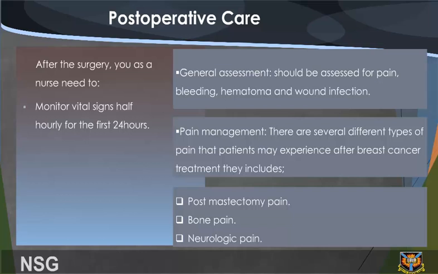Postoperative care. After the surgery, you as a nurse need to monitor vital signs half-hourly for the first 24 hours. The patient should be assessed for pain, bleeding, hematoma, and wound infection. Pain management. There are several different types of pain that patients may experience after breast cancer treatment. They include post-mastectomy pain, bone pain, and neurologic pain.